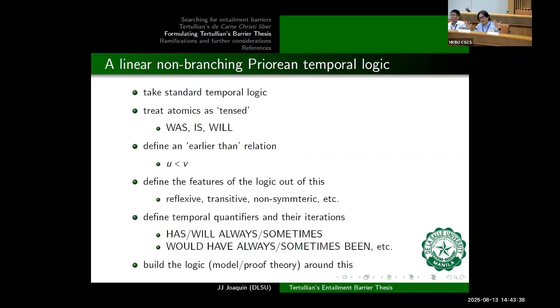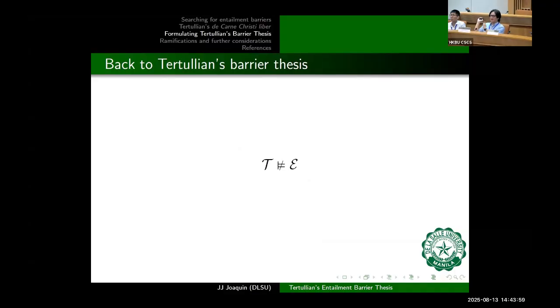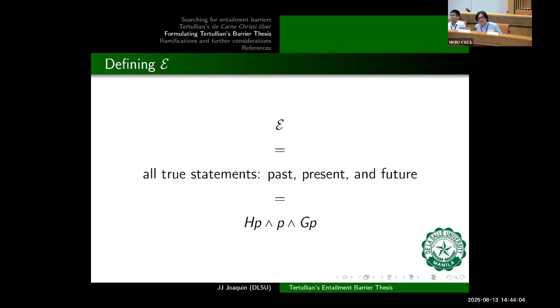Okay, so how can we make this precise? Here's one way. Take Prior's temporal logic, Arthur Prior. It's just a standard temporal logic without branching. Then you could have the tense operators there, was, is, will, and so on. Then you could have that kind of earlier-than relation. Forget about the technicalities. Here's how we can translate that in terms of Tertullian's barrier. We'll just say E is a statement, all true statements about the past, present, and future, something like that.